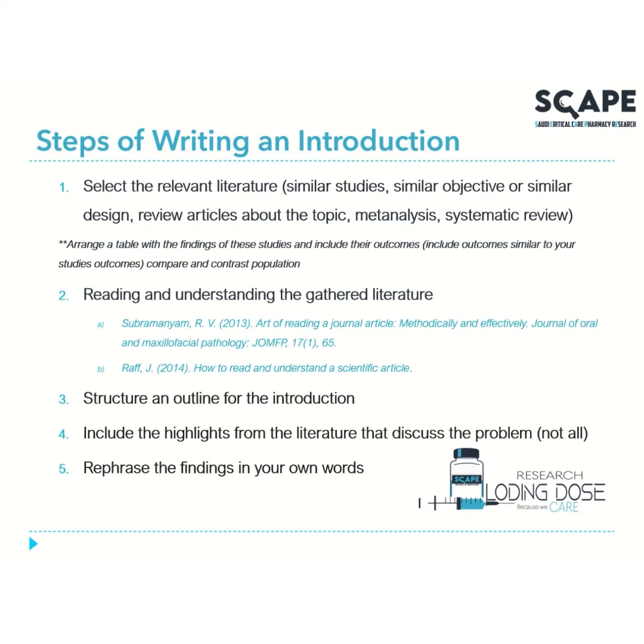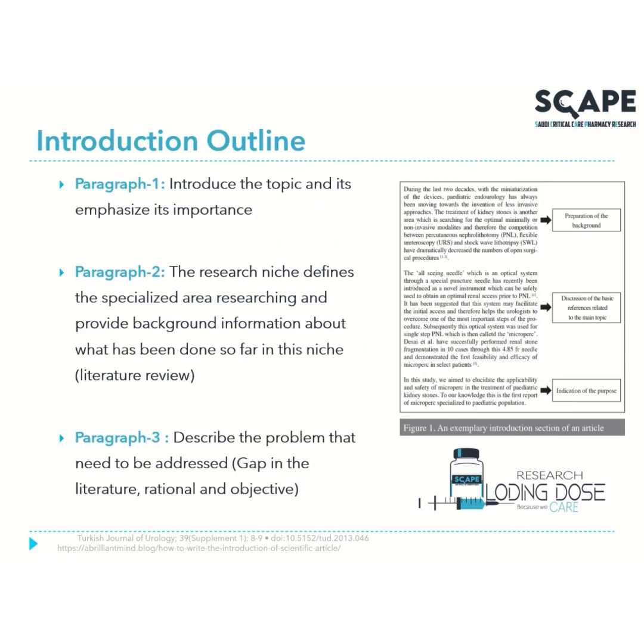After that, we need to structure an outline for an introduction. That is really helpful, kind of laying out the blueprint or the things that you want to cover, kind of a checklist so that you make sure that you do not forget main points in the introduction. And then you include the highlights from the literature that you found in the literature review that you did at the beginning. Not necessarily all, but maybe the findings that you see as relevant to the problem that you're going to discuss, and you need to rephrase it in your own words to avoid plagiarism.